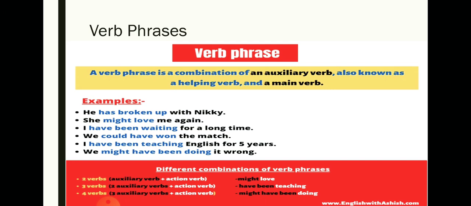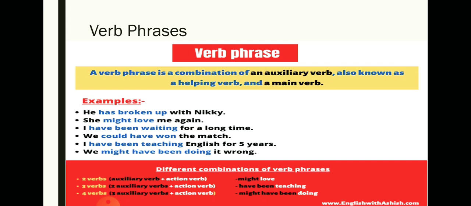Okay, so there we have different combinations of verb phrases, like two verbs together. So that is auxiliary verb plus action verb. That is, here we have might love, two verbs, that is the auxiliary verb might and action verb love. And three verbs, two auxiliary verbs plus action verb. Which are the two auxiliary verbs? Have been, I have been waiting for a long time. Have and been are the auxiliary verbs, and the action verb or the main verb is wait.